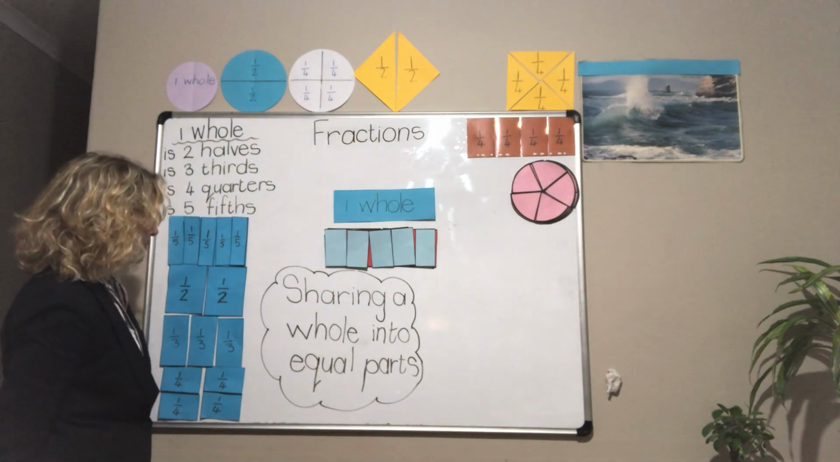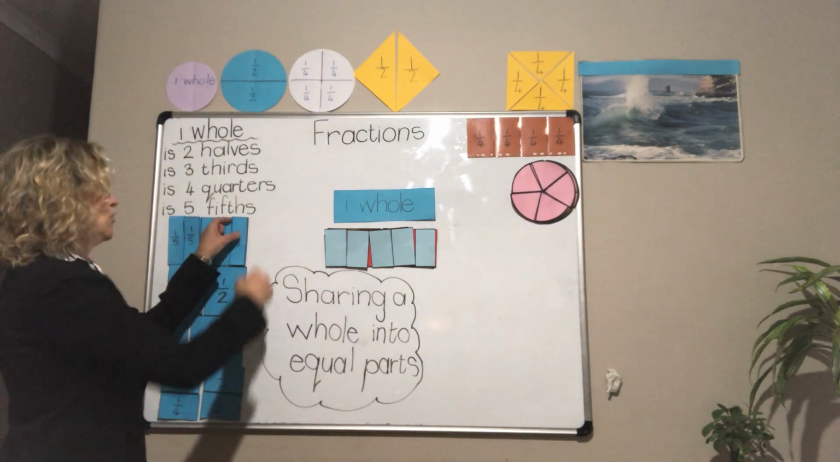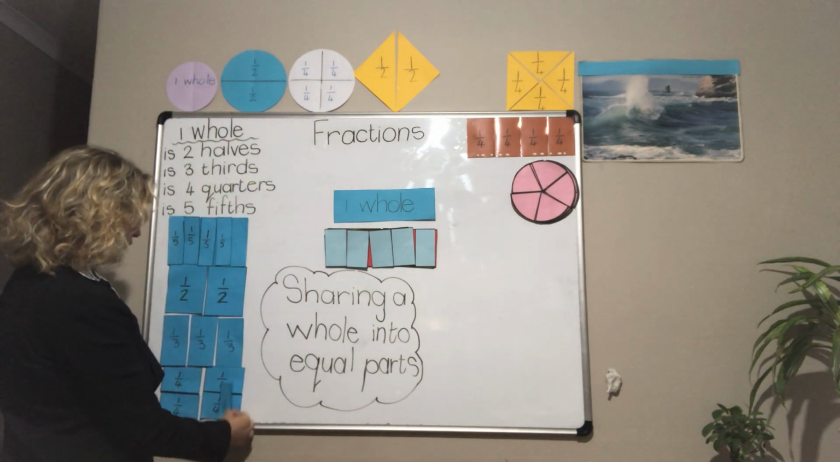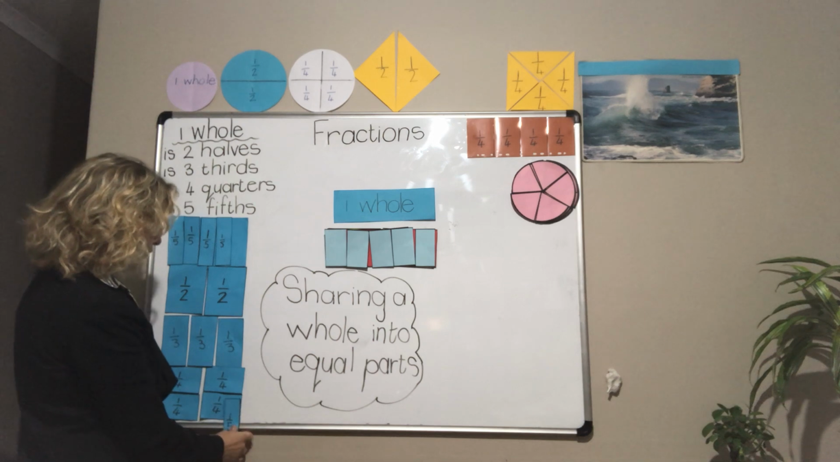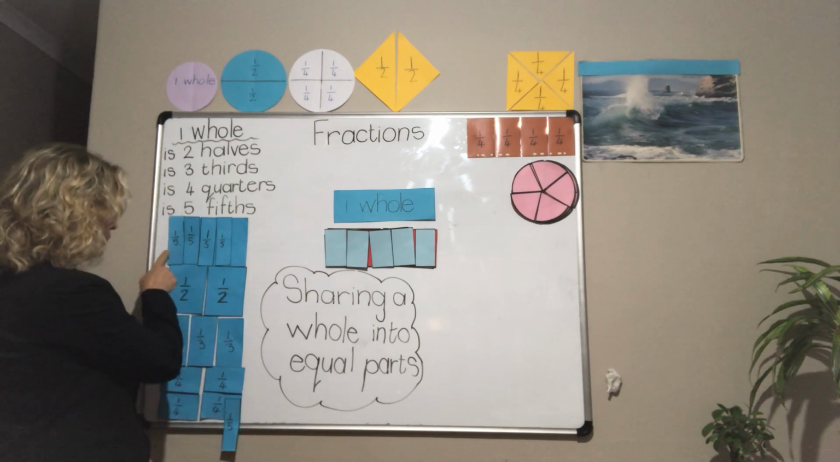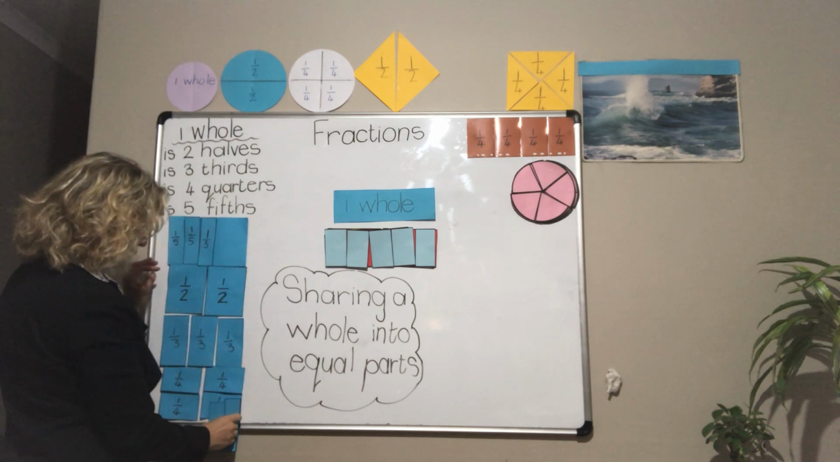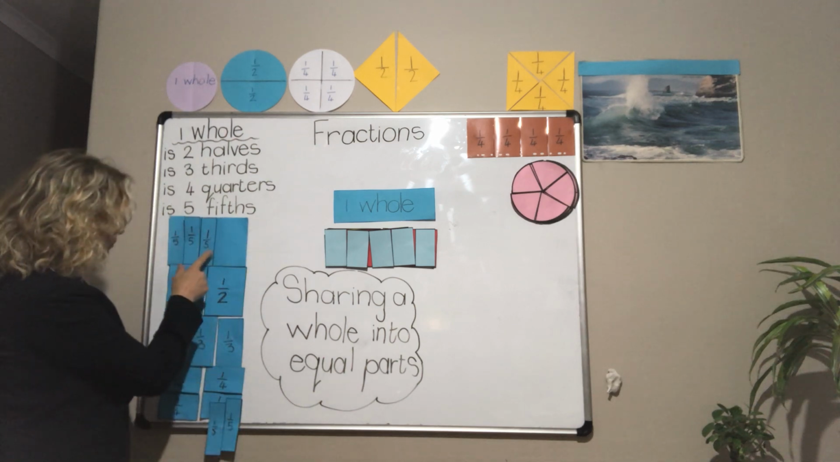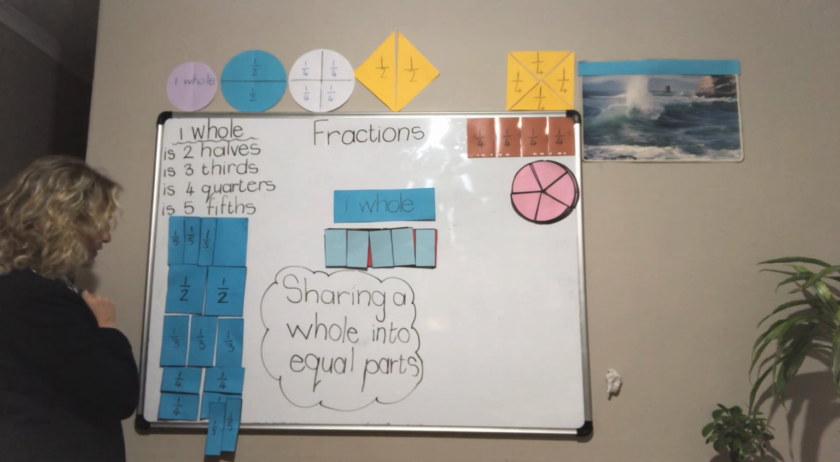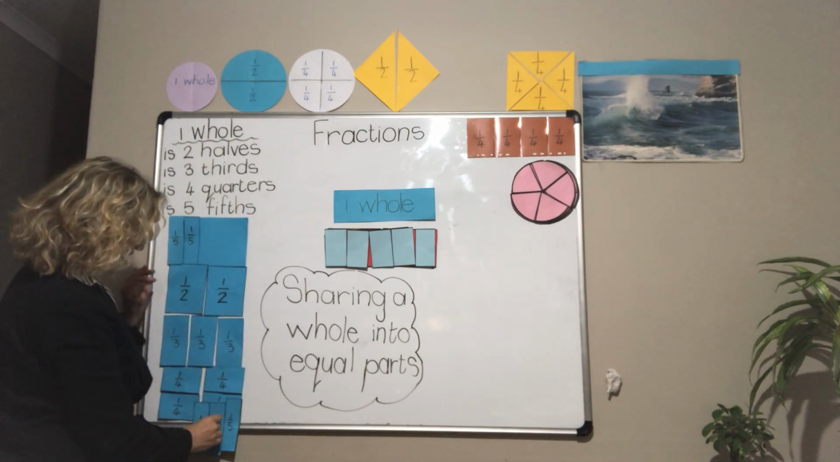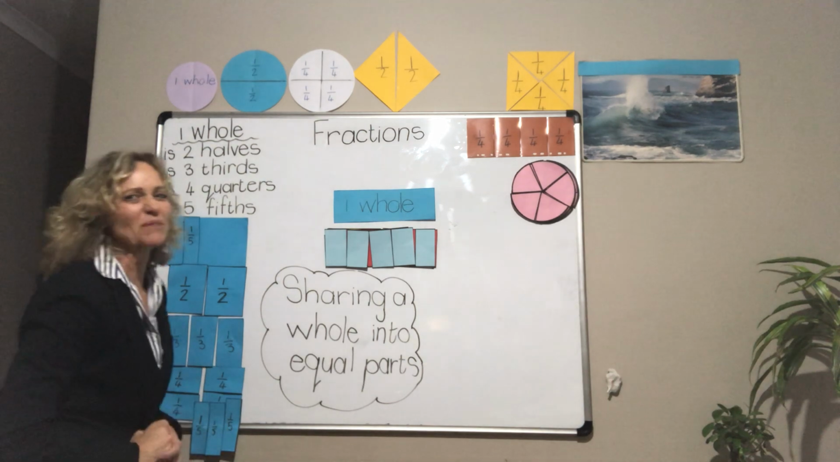So let's see what happens. I give 1/5 away, and what do I have now? 4 fifths. 1, 2, 3, 4. If I remove another fifth, I would have 1, 2, 3 fifths. And if I remove another fifth, let's say I'm eating a chocolate.